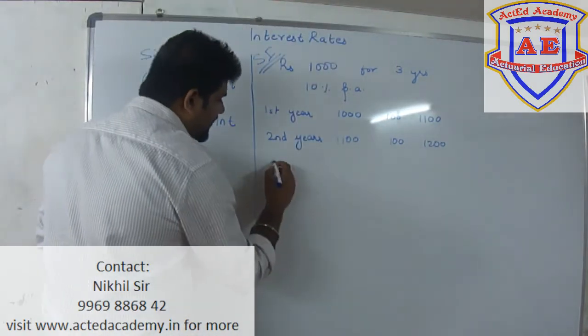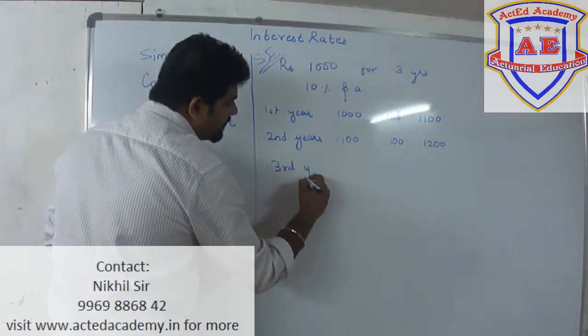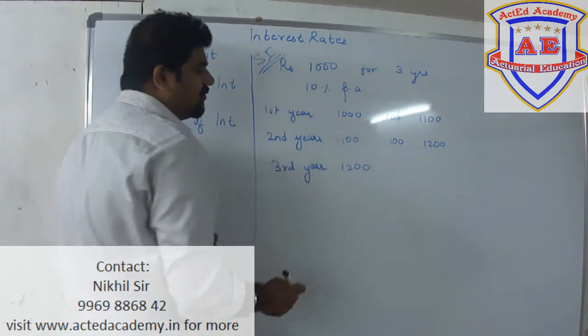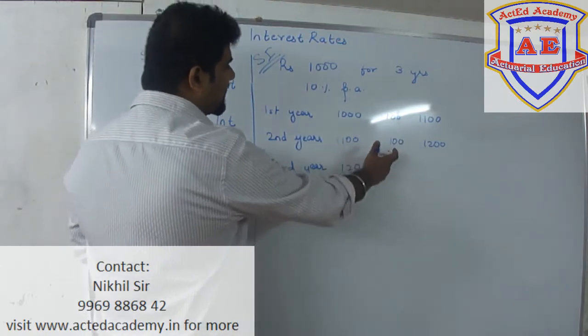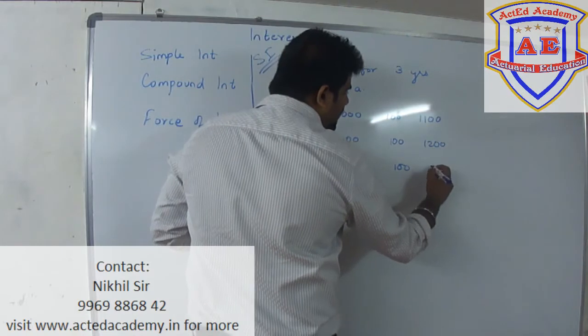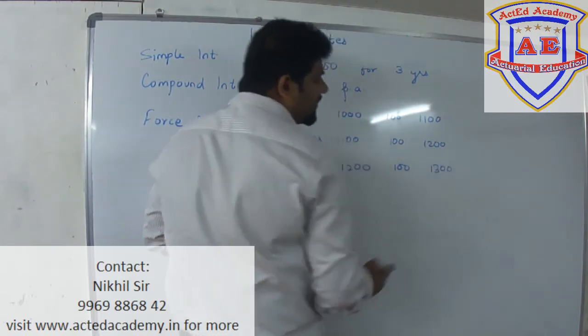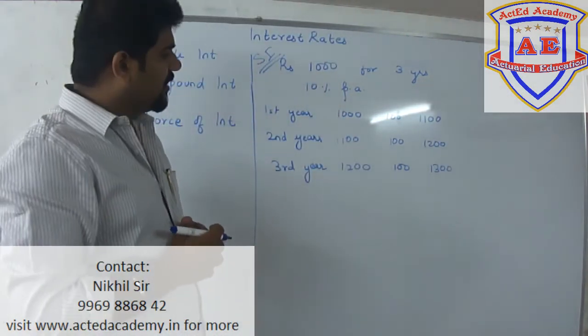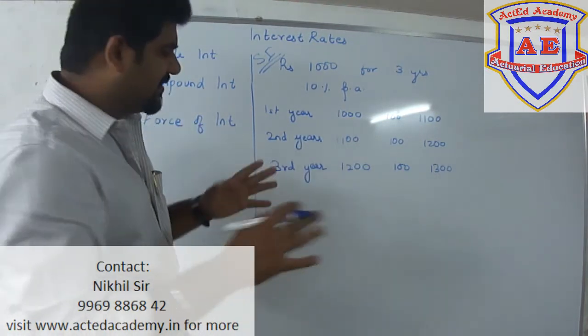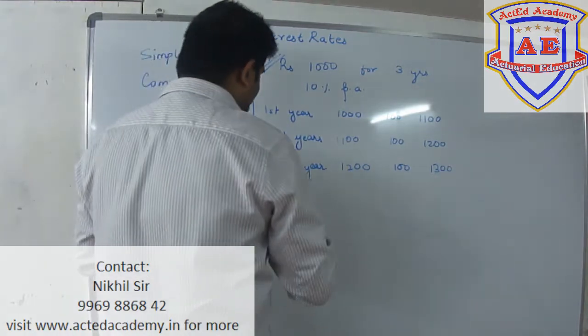Let's have a look at the third year. 1,200 is my accumulated amount. Since it is simple interest, my interest will remain 100, and my accumulated amount will go to 1,300. So this is simple interest. It's a very easy concept. I don't think there is anything confusing in this.